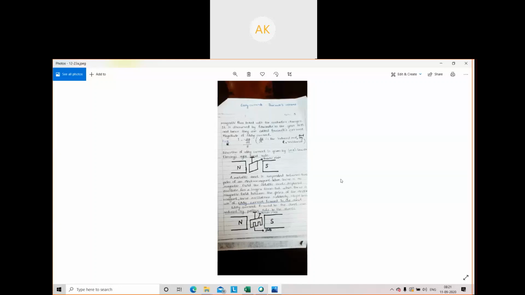Transformer you will be studying later. But here, eddy current is an undesirable effect. When we study the transformer, we have to discuss that case. It has a thick metallic plate, and over that the wires are wound. Instead of keeping a thick metallic plate, it is made into thin sheets. That is known as a laminated soft iron core.